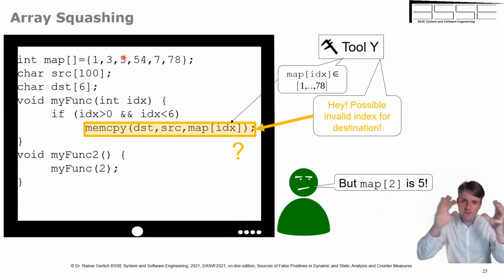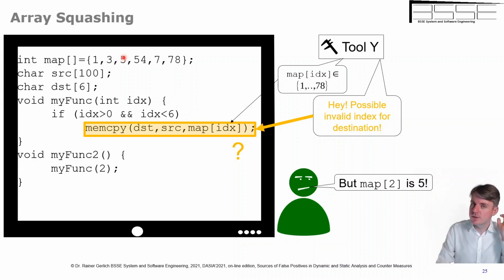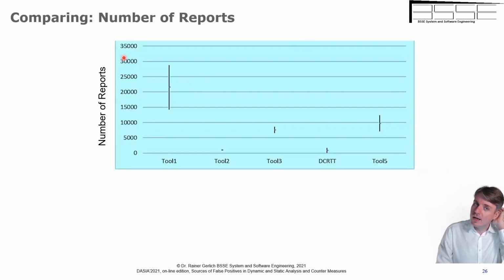And the result of all those inaccuracies together is that we might get a lot of reports. So we tried different configurations for each of the tools, and that explains the large range that we have here.